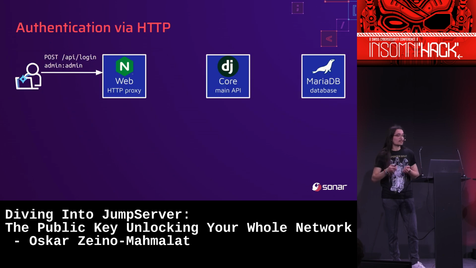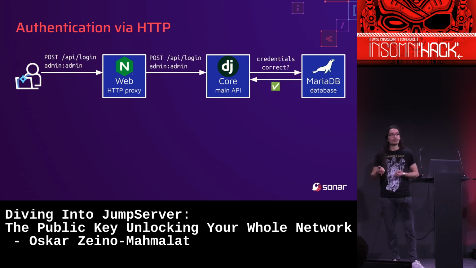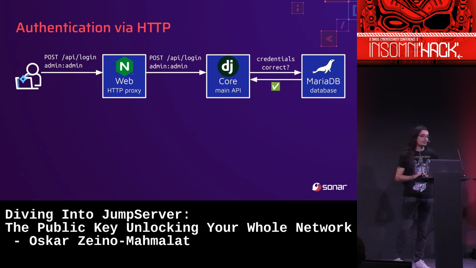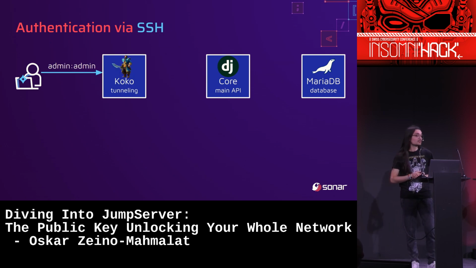And you can imagine via HTTP, this is a pretty simple setup. You just do a POST request to some API endpoint with your username and password to the web container. It gets forwarded to the main API, which will check in the database if your credentials are correct. And if they are, you get a login token, a session token of some sort, and you can do stuff with it. I mean, everybody has probably seen something like this, but via SSH they do it a little bit differently because, how do you have session tokens via SSH? You don't really have it.